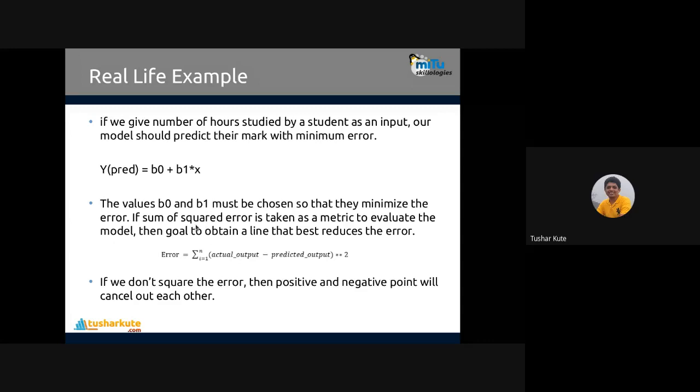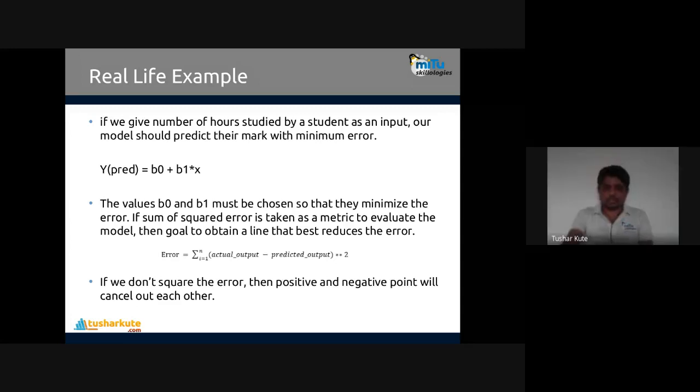This is the formula shown over here, the sum of squared error. If the sum of squared error is taken as the metric to evaluate the model, then the goal is to obtain the line that best reduces that particular error. If you don't have squared error, then positive and negative values will cancel each other. That's why squared error is there. We'll see how this sum of squared error is actually calculated with some examples.